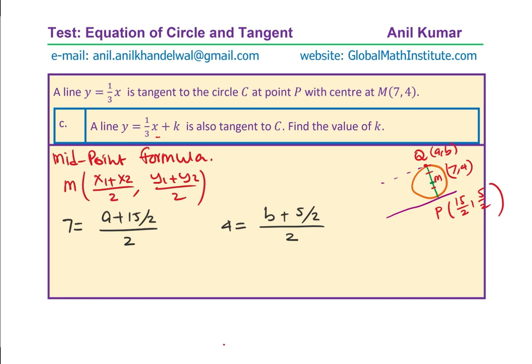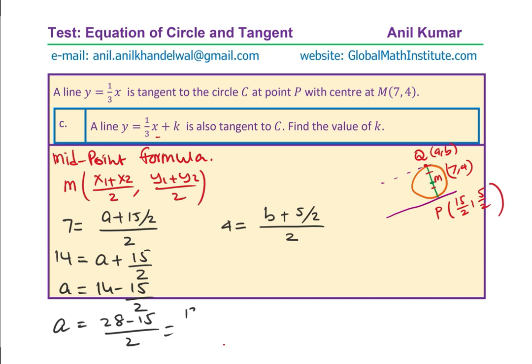So let's cross multiply. We get 14 equals a plus 15 by 2. So we know the value of a now. So a is equal to 14 minus 15 by 2, right? Which could be written as 28 minus 15 by 2, right? So that is the value of a. So what is that? This is 13 by 2.